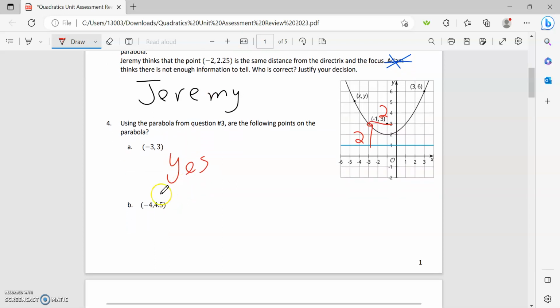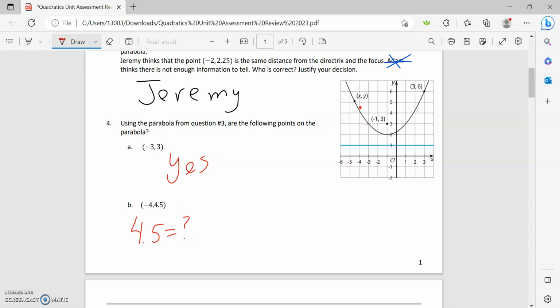For part B, -4, 4.5. Let me erase some of this work here. -4, 4.5, that's actually like up here. Doesn't quite look like it's on there, so we'll check that. The distance to the directrix. Here's my directrix. I'm going to go up 1, 2, 3.5, because that's up 4.5 total. So my question is, is 4.5 equal to the other one?